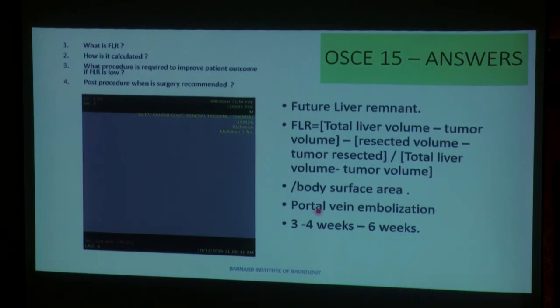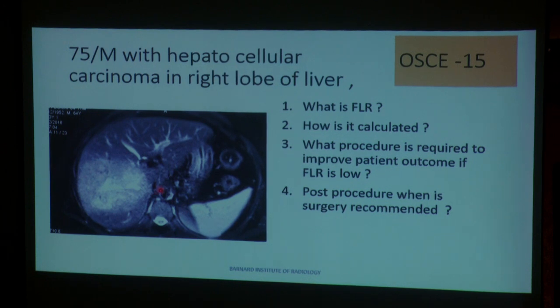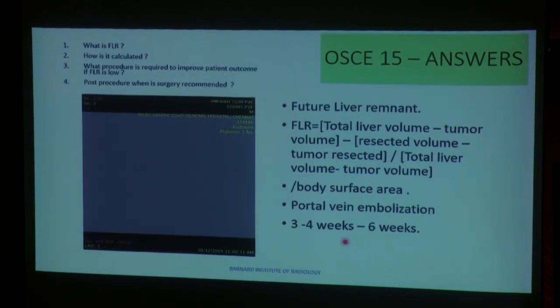So we will embolize the portal vein segment which is supplying the tumor, so that there is preferential flow of blood into the left lobe, the normal lobe of the liver, so that it begins to hypertrophy before they go in for the extended hepatectomy. So if the FLR is low, they will refer for a portal vein embolization. And post procedure, when is surgery recommended? Usually the hypertrophy is maximum between 3 to 6 weeks. So around 5 to 6 weeks you can do the surgery.